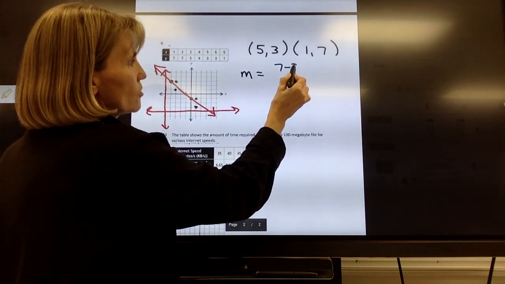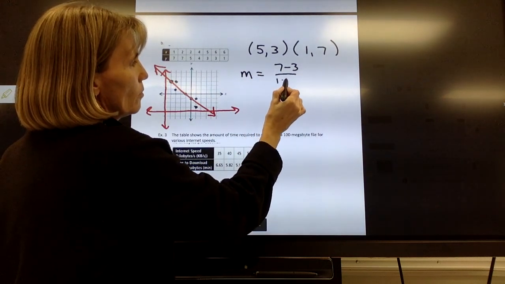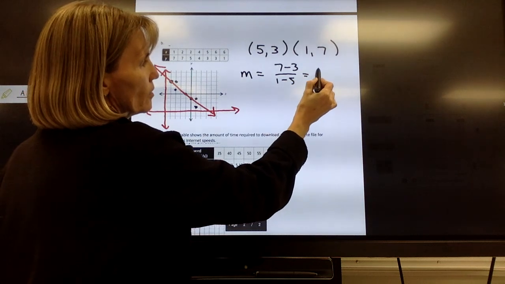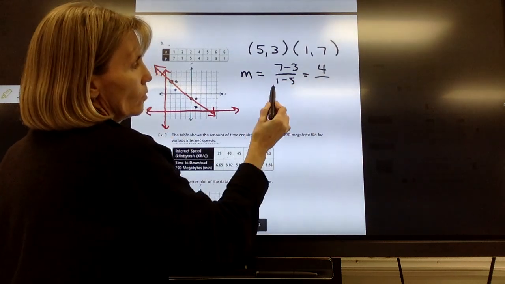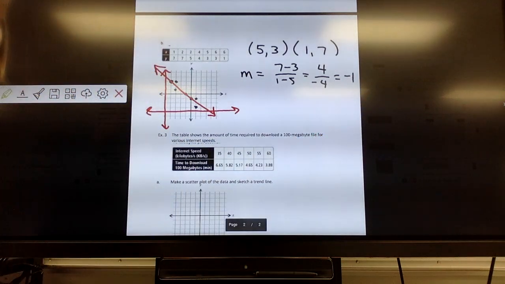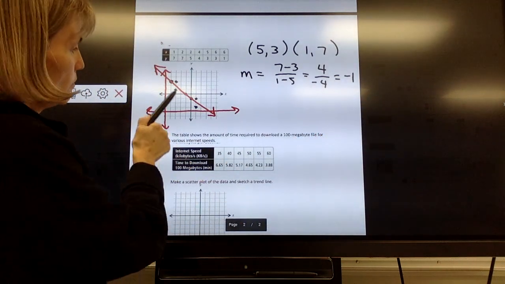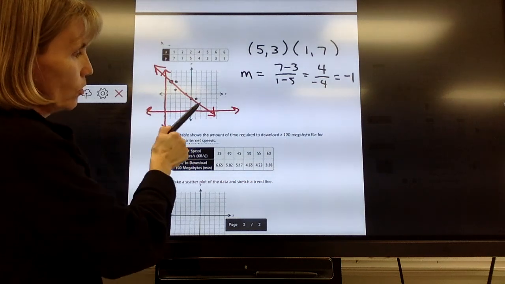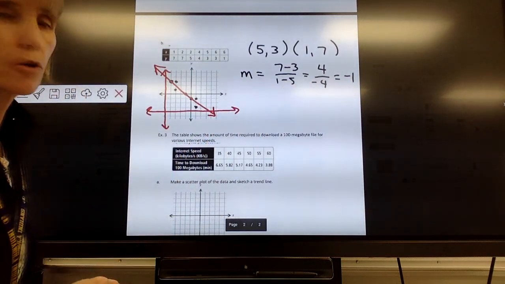I'd say 7 minus 3 over 1 minus 5. 7 minus 3 is 4. 1 minus 5 is a negative 4, so my slope comes out to be a negative 1, and that's a good sign I did my math right because it's a downhill, it's a negative correlation, so it's probably going to be a negative slope.